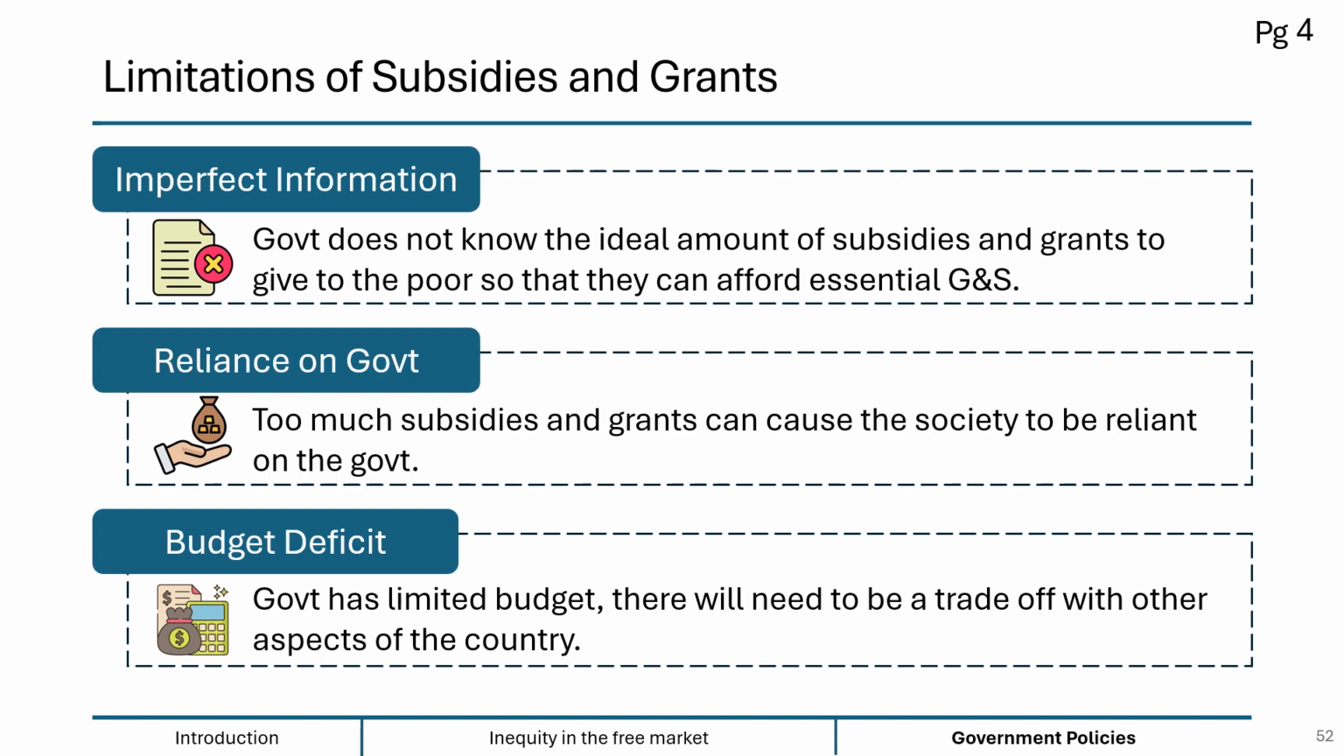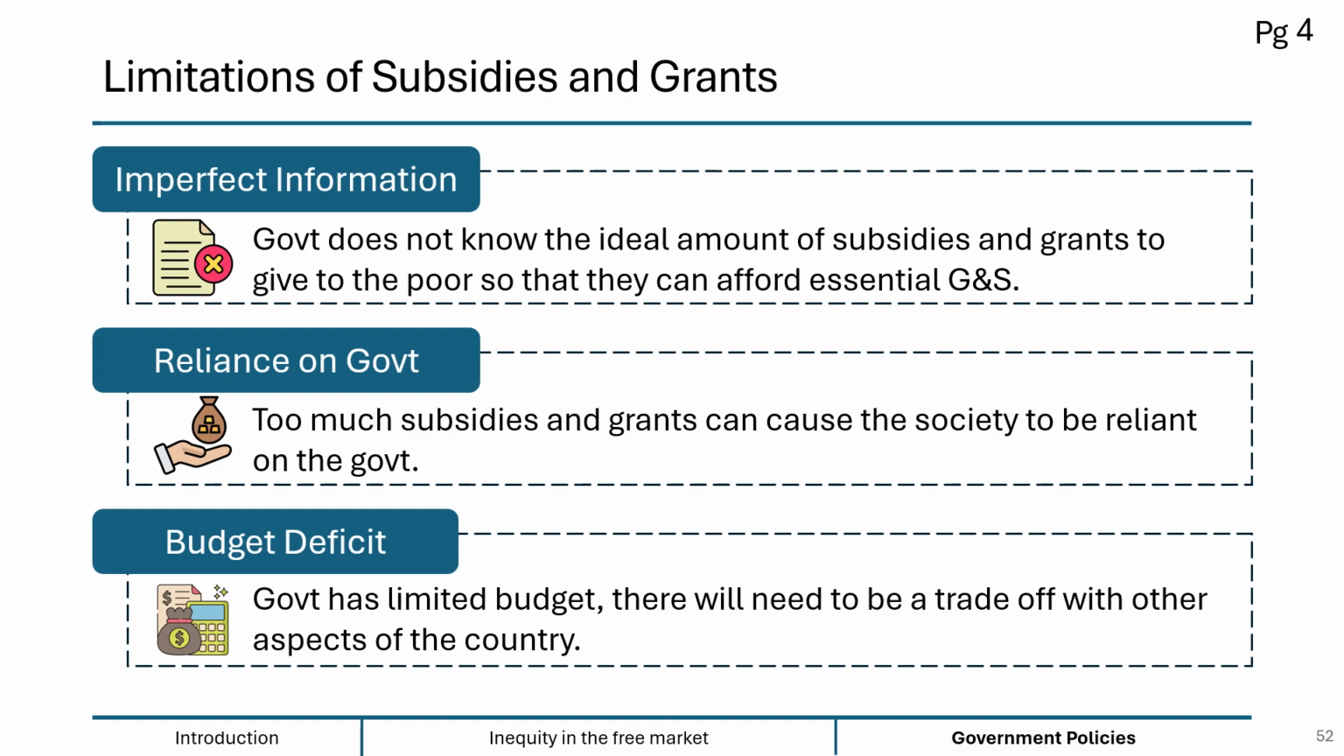Okay. So what are the limitations of subsidies and grants? First, imperfect information. The government actually doesn't know the ideal amount of subsidies or grants to give to the poor so that they can afford goods and services. And then if we give them too much of subsidies and grants, society as a whole, both the consumers and the producers, might be very reliant on the government. And the government actually has limited budget.